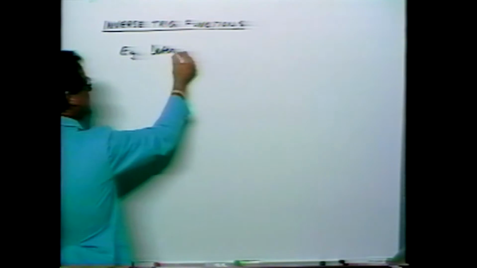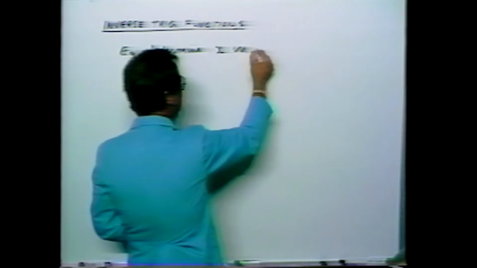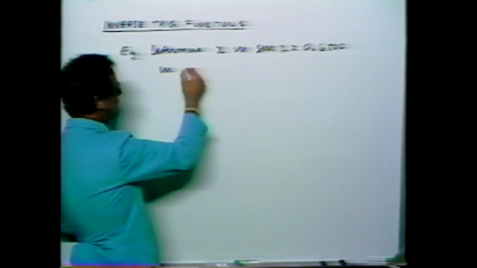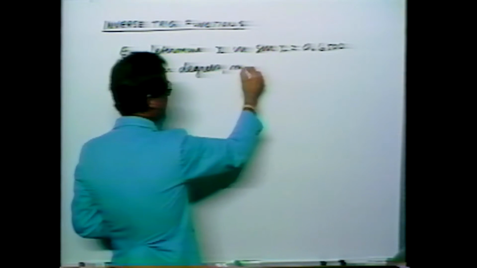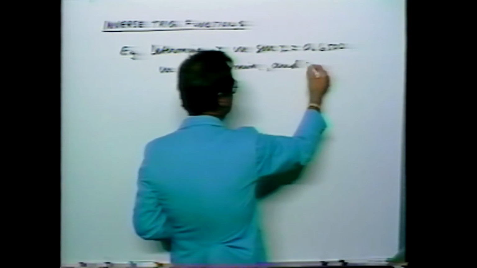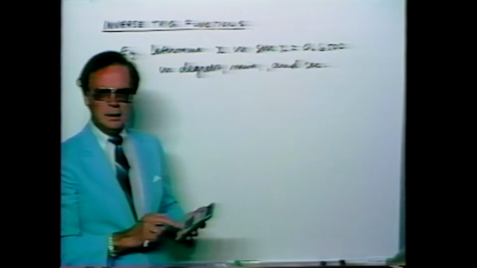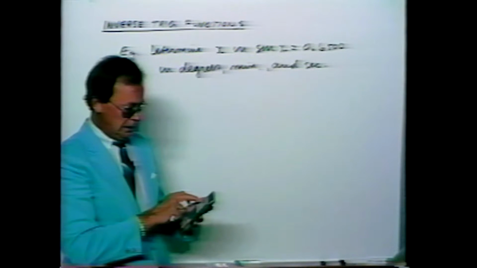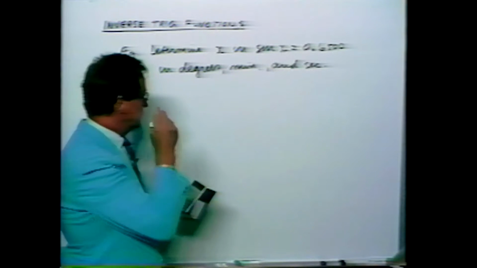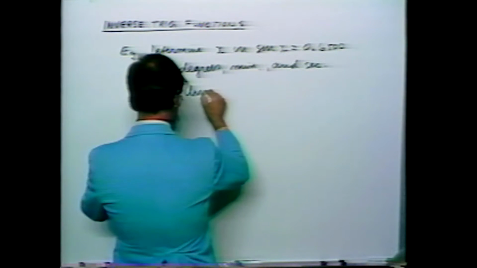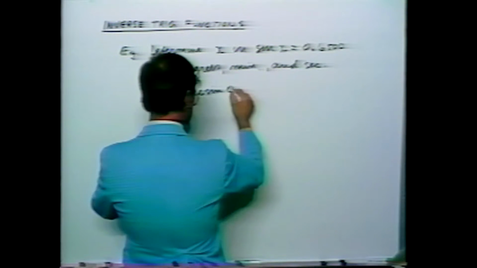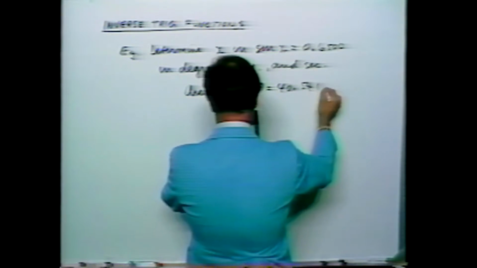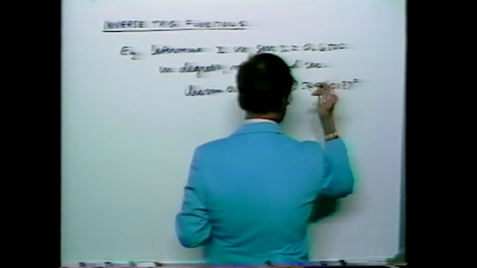For example, determine x in sine x equals 0.6500 in degrees, minutes, and seconds. If we take the calculator and place in the display 0.6500, and then the inverse sine of that is taken, then the arc sine of 0.6500 is equal to 40.54160187 using the full display.